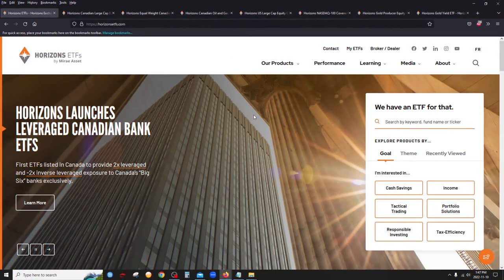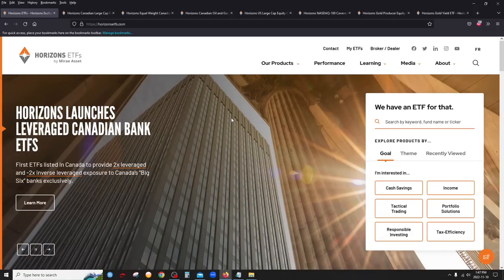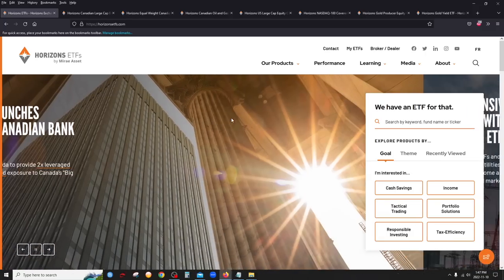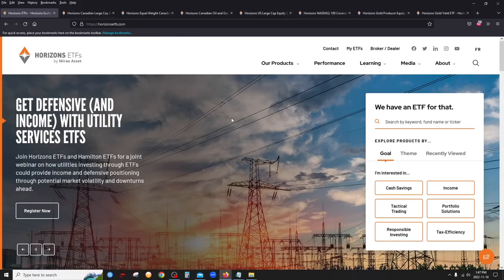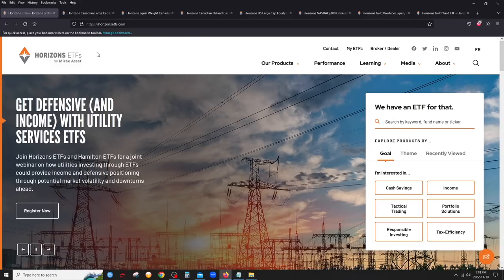All right, everyone, let's do this. So Horizons ETFs, this is actually a company under Mirae Asset Management, in case you didn't know, and Global X, which of course has QYLD, RYLD, XYLD, or manages them, is a sister company of Horizons ETFs. They are both owned by Mirae Asset Management, which is actually a South Korean company. Pretty cool. So I am, of course, on Horizons ETFs website.